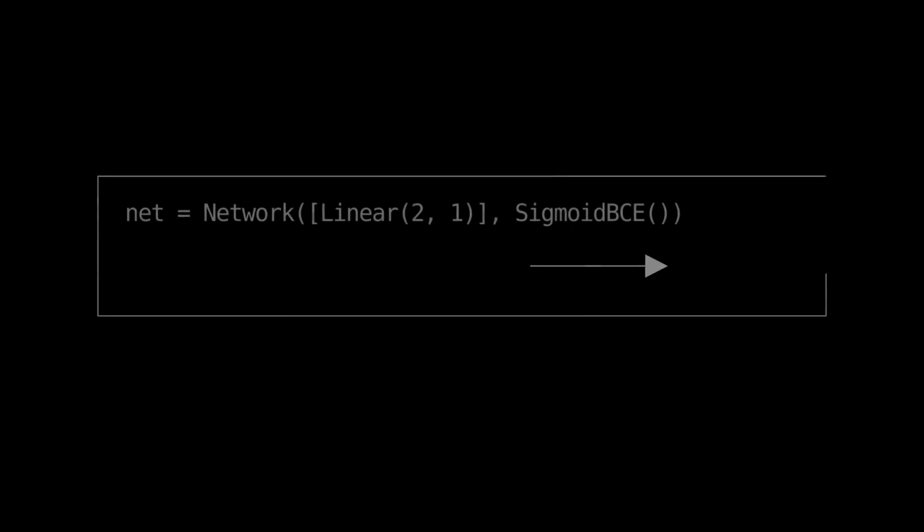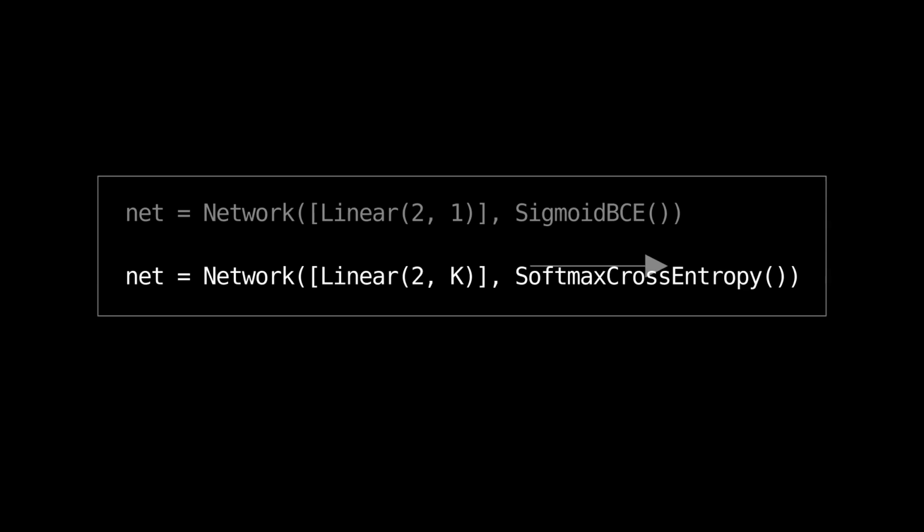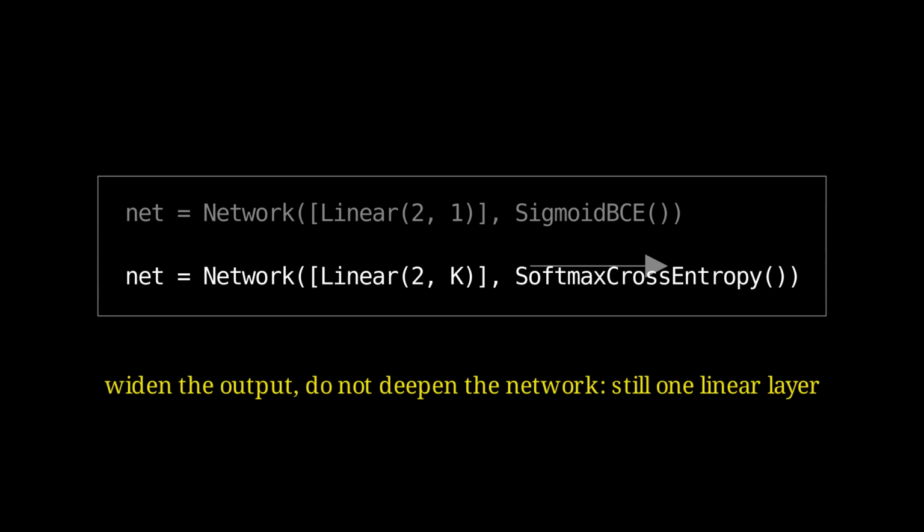Look at how little changes in the code. Before, we wrote the network as a linear layer from 2 inputs to 1 output, with sigmoid and binary cross-entropy. Now we write a linear layer from 2 inputs to K outputs, with softmax and cross-entropy. That is the entire structural edit. Widen the output, do not deepen the network. It is still 1 linear layer, still just weights and a bias, still computing a plain list of numbers.